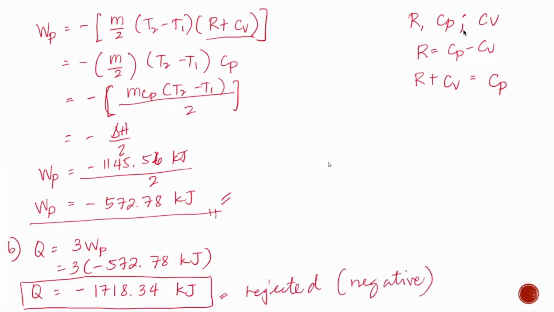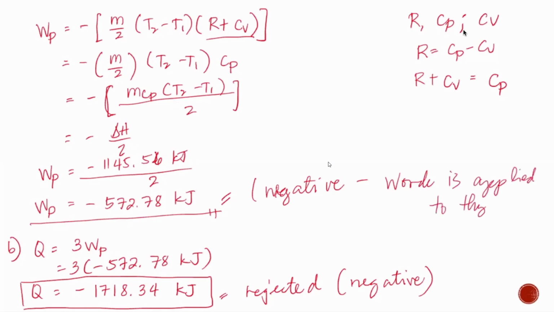O what about kay paddle work? Work pa din naman yun. Negative siya, which means, ano ibig sabihin kapag negative? Work is rejected. Work is applied. Work is being applied to the system. Ayan, to the system. So, tama lang, we are expecting na magkaroon ng negative na work.